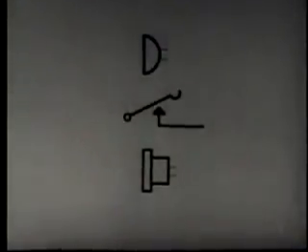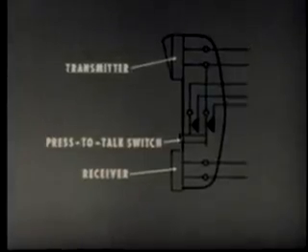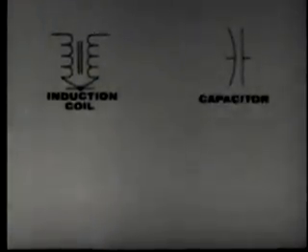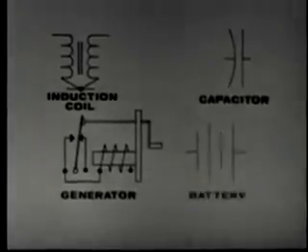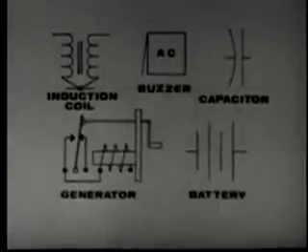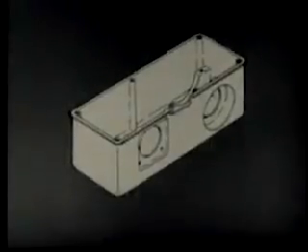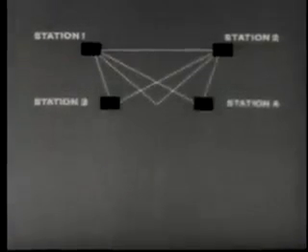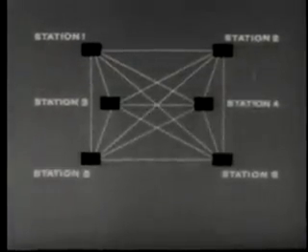In a field telephone, the transmitter, receiver, and press-to-talk switch are combined into a convenient handset. The induction coil, capacitor, generator, battery, and buzzer are contained in a waterproof housing. Not only two, but many stations can be interconnected, one way or another, by use of a switchboard.